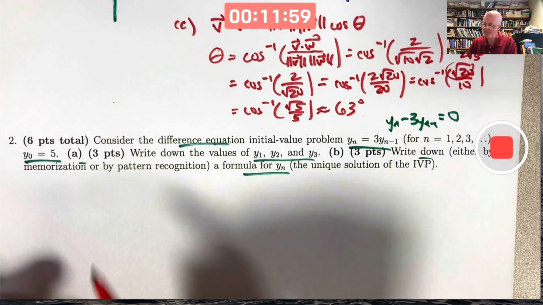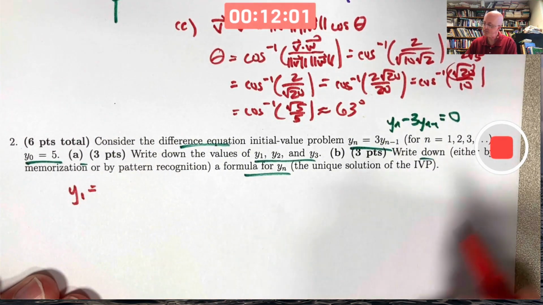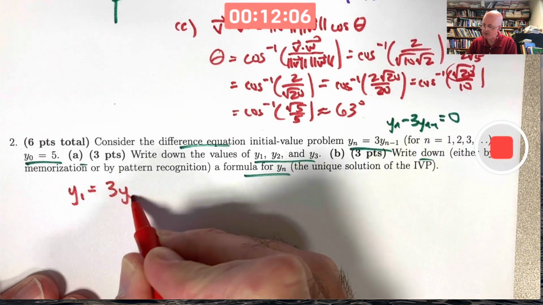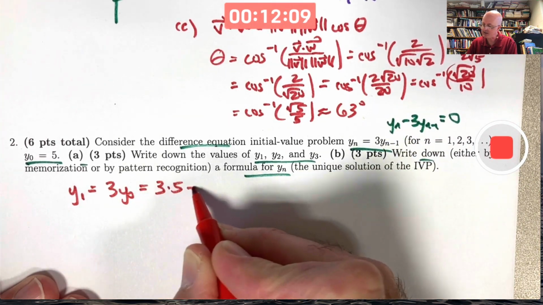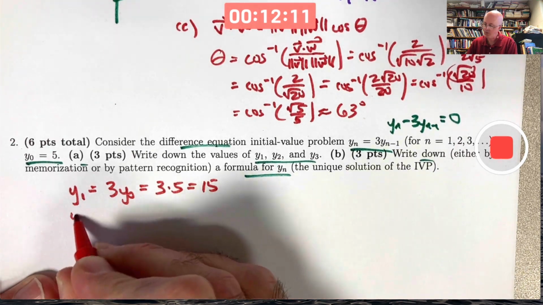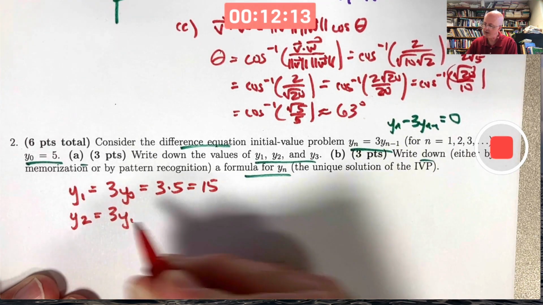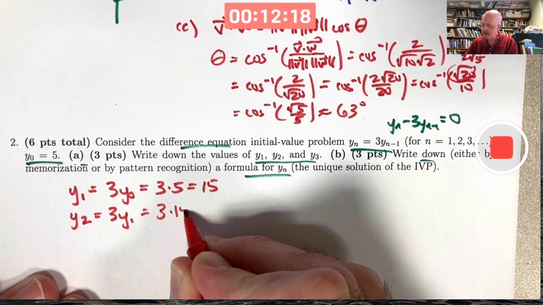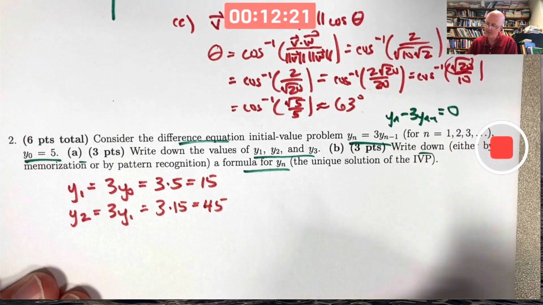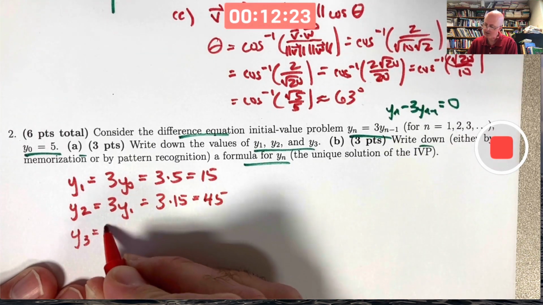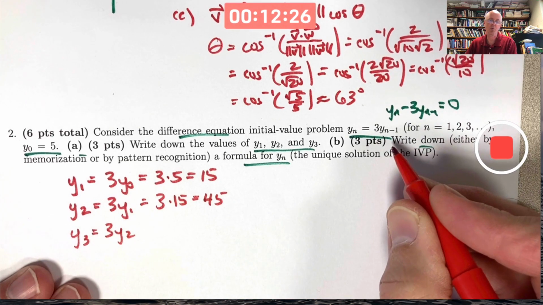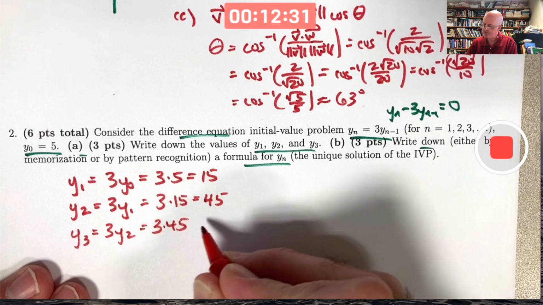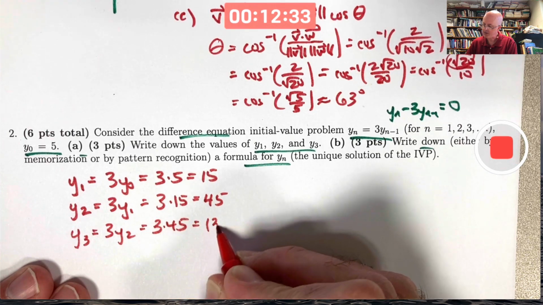Just plug and chug. y_1, for example, will be found from this equation when n is 1 to be 3 times y_0, but y_0 is 5, and so this becomes 15. y_2 is going to be 3 times y_1. I'm using the difference equation when n is 2. So that's going to be 3 times 15. That's going to be 45. And then y_3 is going to be 3 times y_2. Use the difference equation when n is 3. So that will be 3 times 45, and that will be 135.